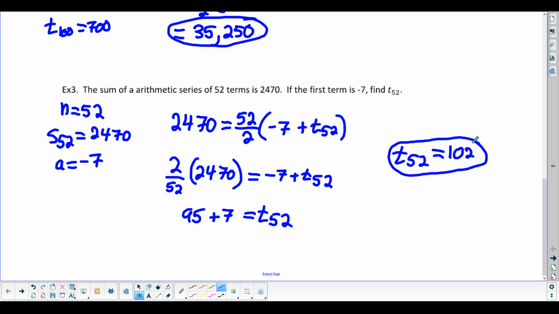All right. So in your practice, you'll be solving for some other things as well, like you might want to solve for the first term, things like that. But before you do that, let's take a look at geometric series.